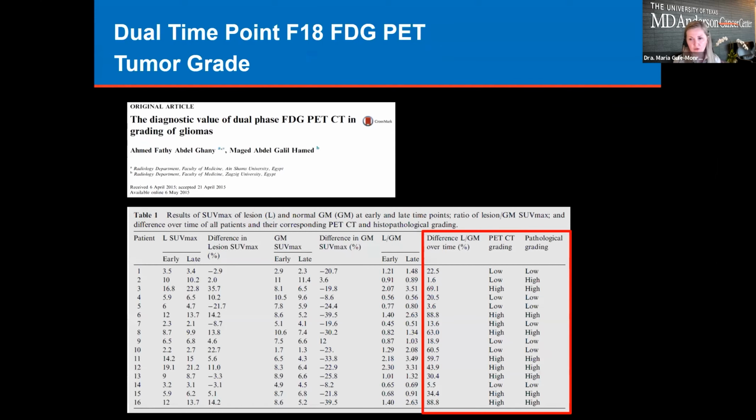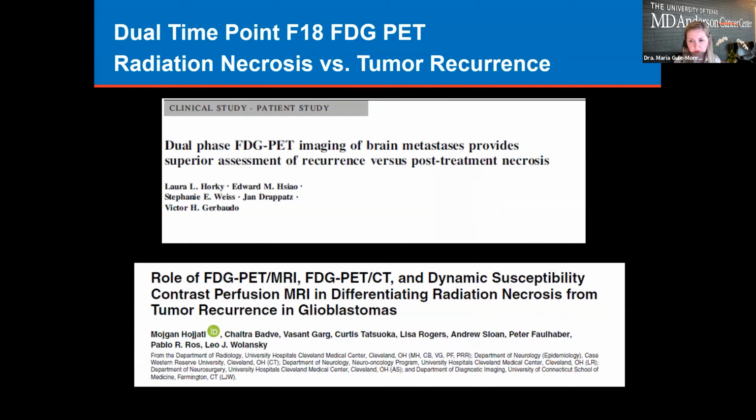It is also known that change in FDG avidity is associated with tumor grade, with a greater than 20% increase in activity at 5 hours after tracer injection associated with high-grade glioma. This information has been proven successful in differentiating radiation necrosis from recurrence, with a change of greater than 0.2 of lesion to background ratio highly sensitive and specific for distinguishing radiation necrosis versus viable tumor.